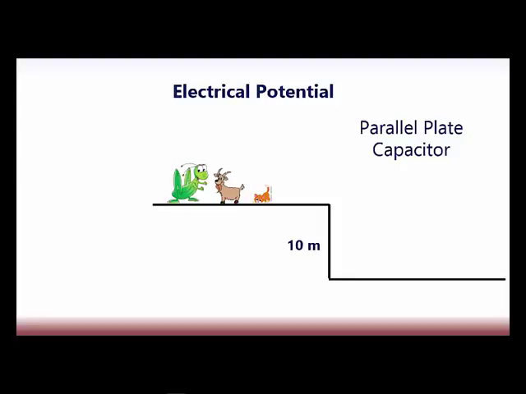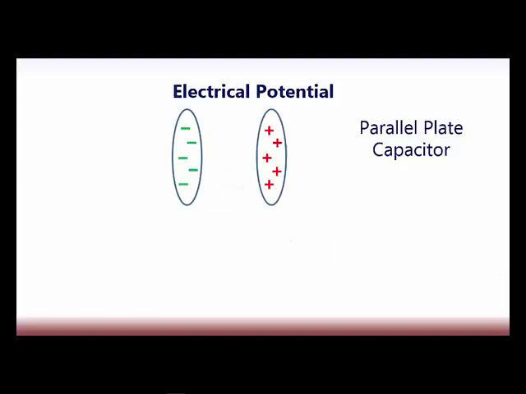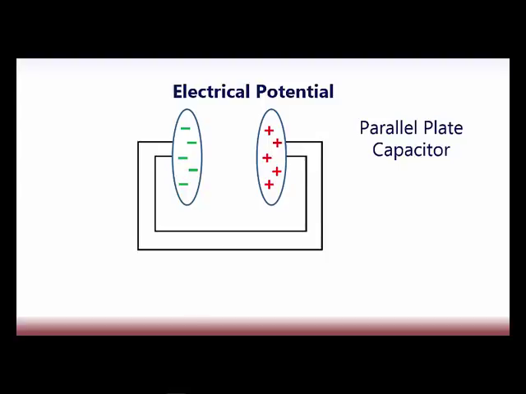However, the animals had a path to the bottom through the air. These negative and positive charges have no path to get from one plate to the other. So we need to add a path by adding a wire from one of the plates to the other plate. Once we have connected the wire, the electrons begin to flow from the negative plate to the positive plate where they neutralize a positive charge.